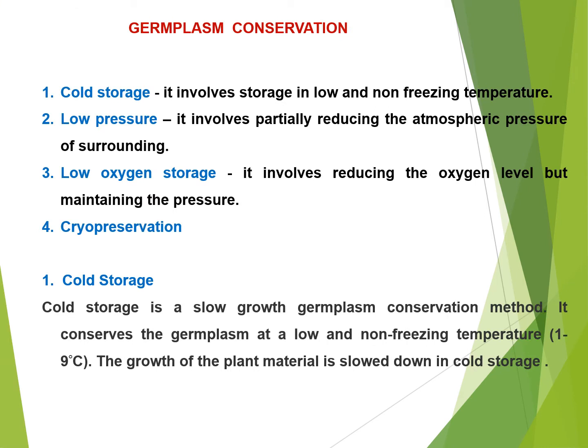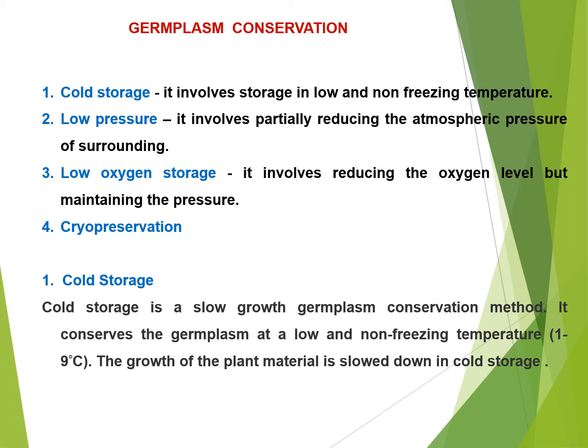Conservation of germplasm can be done by cold storage, low pressure storage, low oxygen storage, and cryopreservation. In cold storage, the germplasm is conserved at temperatures of 1 to 9 degrees centigrade. This is a low temperature but non-freezing. The growth of the plant material is slowed down in cold storage.